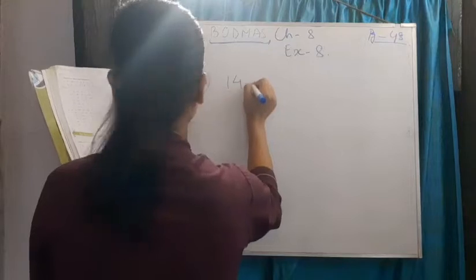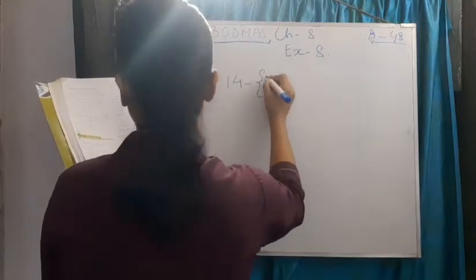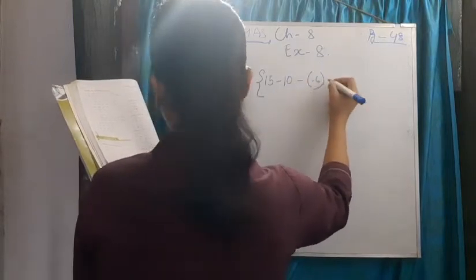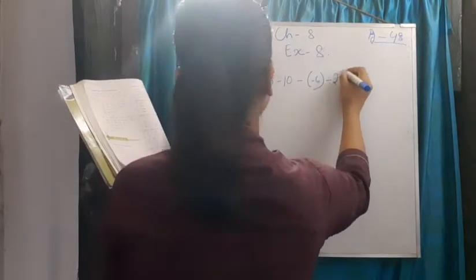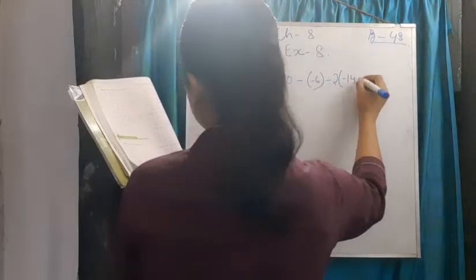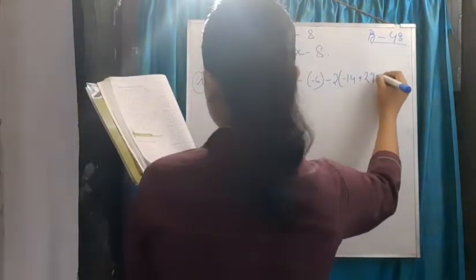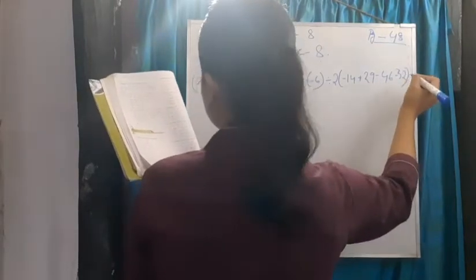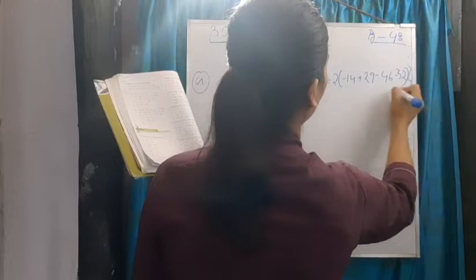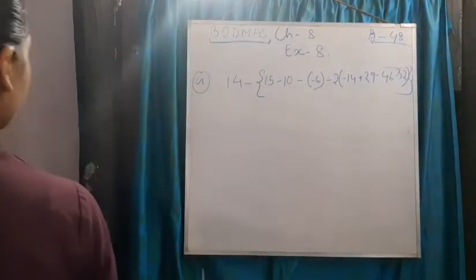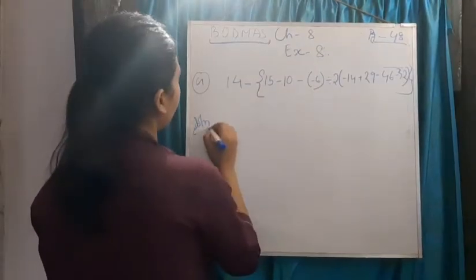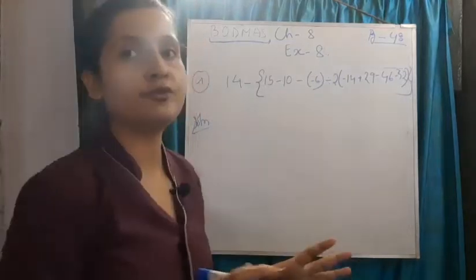14 minus [15 minus 10 minus 6 divided by 2 minus {14 plus 29 minus 46 minus 32 with a bar over it}], then bracket close. All right, and here you can see there is one bar on the top of 46 and 32, right? Okay, so before I solve this, let me tell you a few things about the brackets.